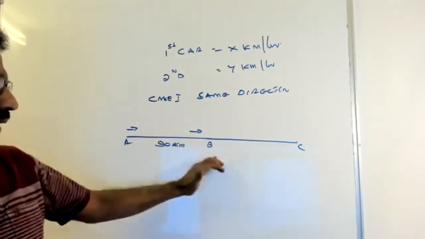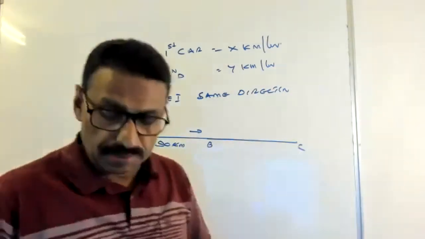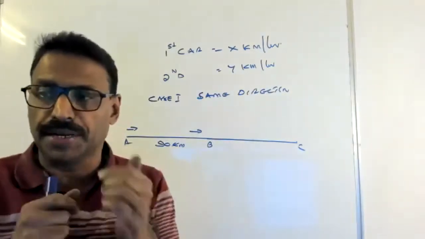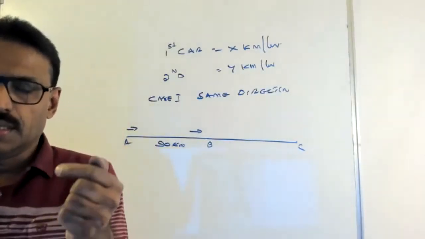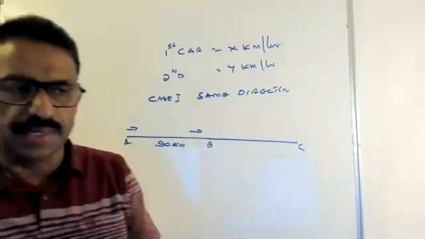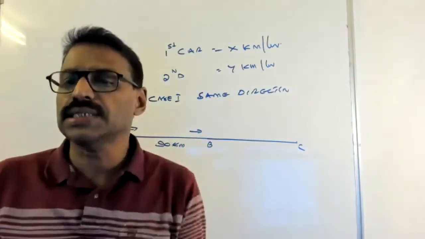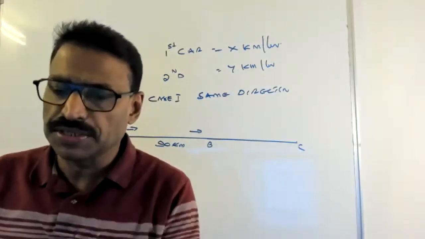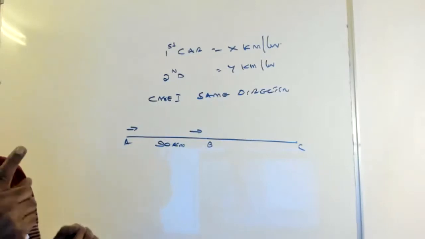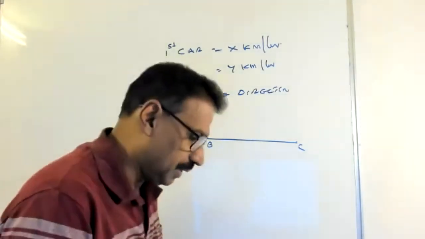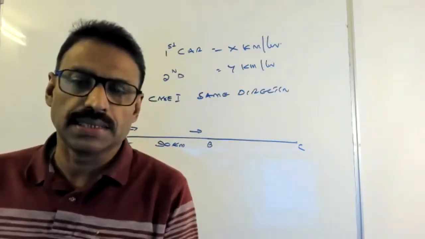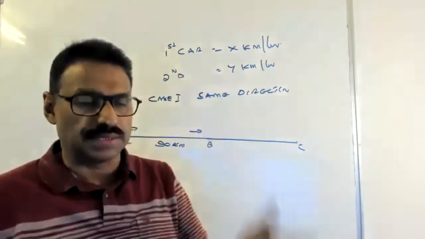A, B, 90 kilometer, they reach here. When? After 9 hours. Correct? After 9 hours. Okay. Now my question, you have to answer it. Speed x kilometer per hour. Time 9 hours. So distance covered by the first car, how much? Speed x kilometer per hour, time is 9 hours. So distance covered by the first car in 9 hours, how much?